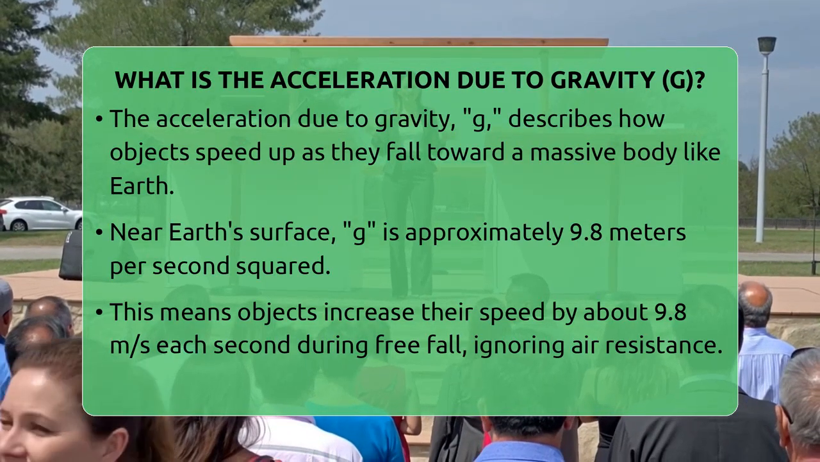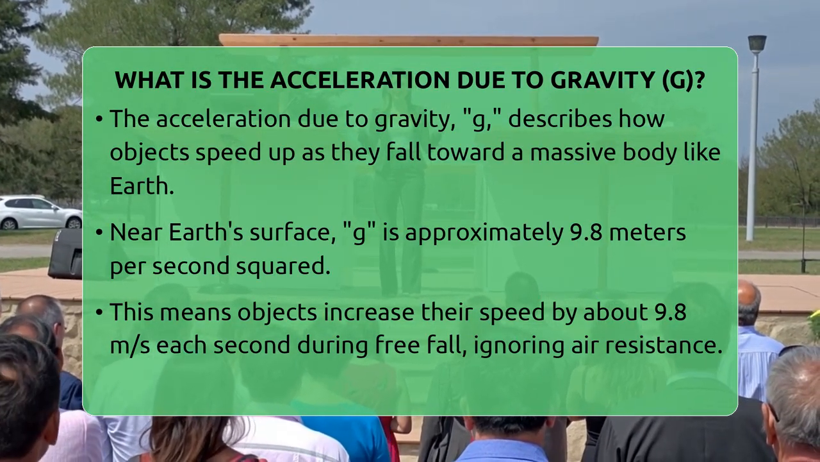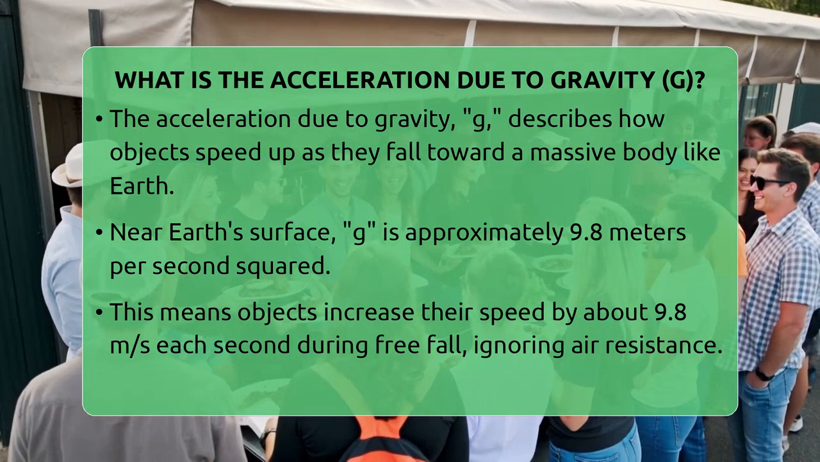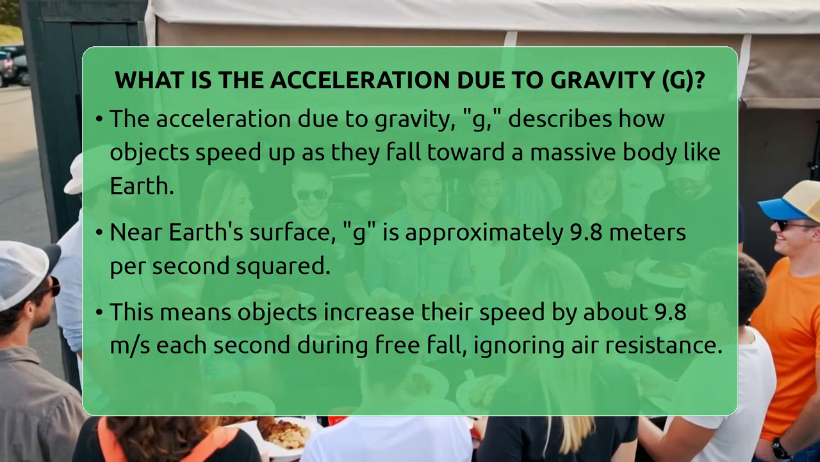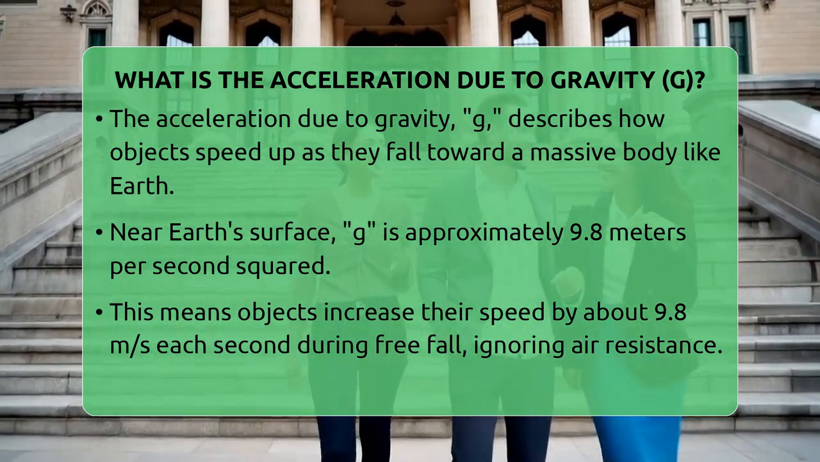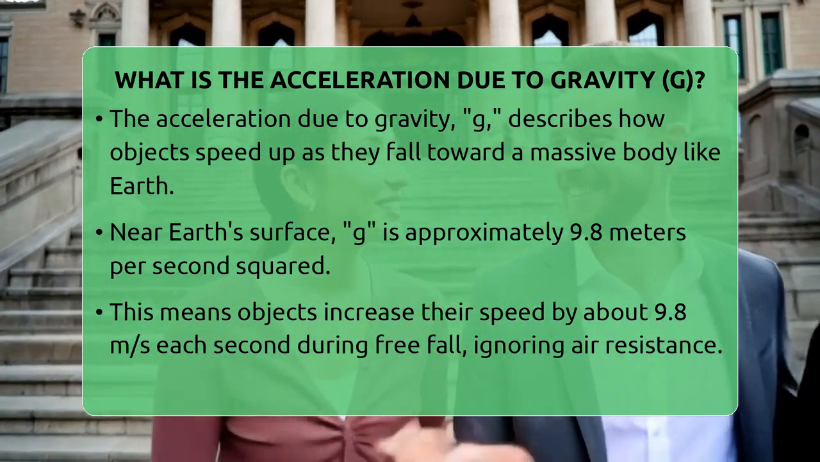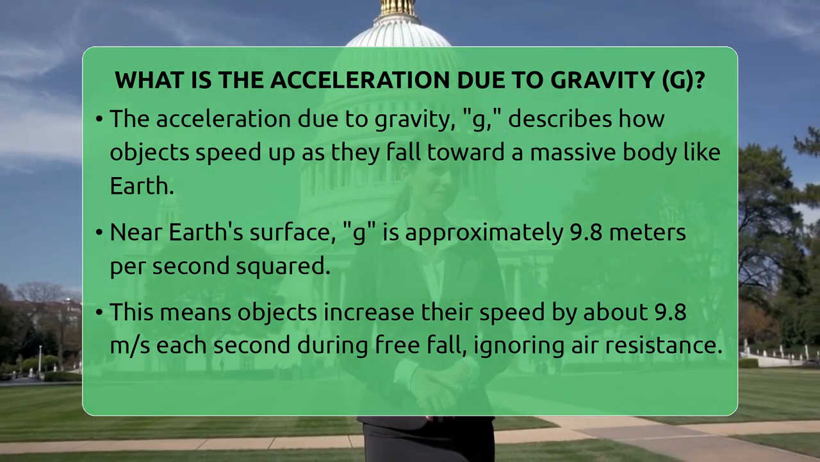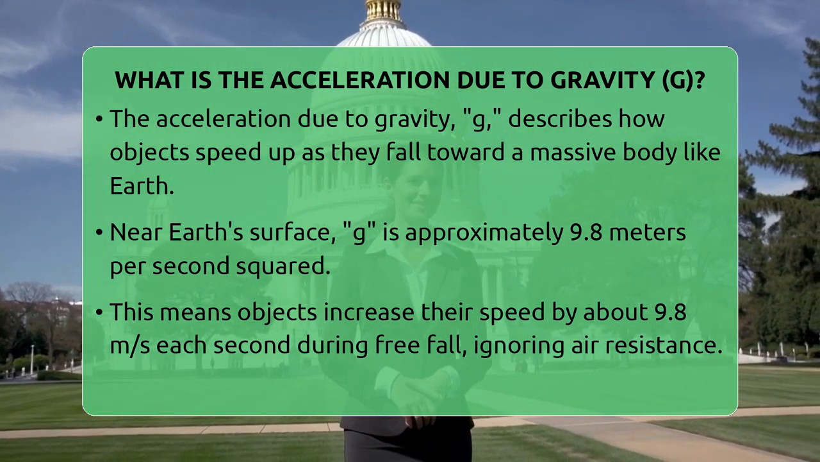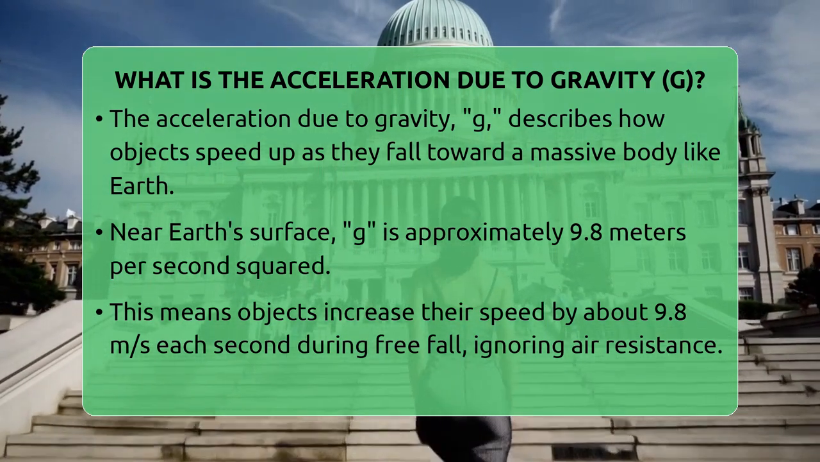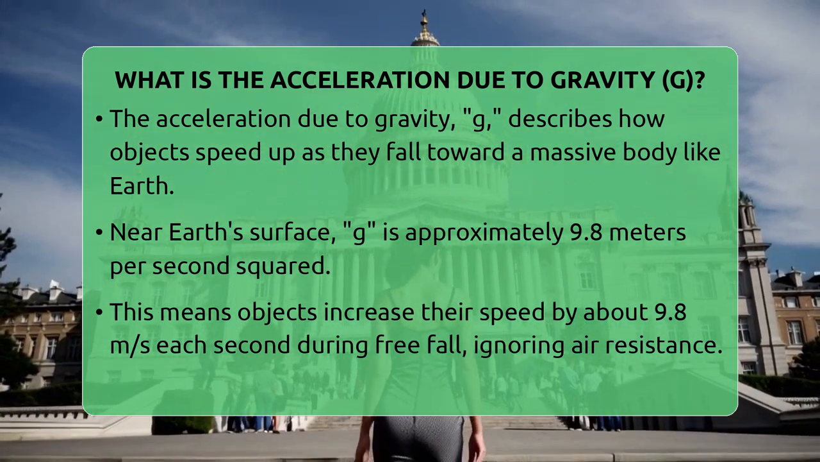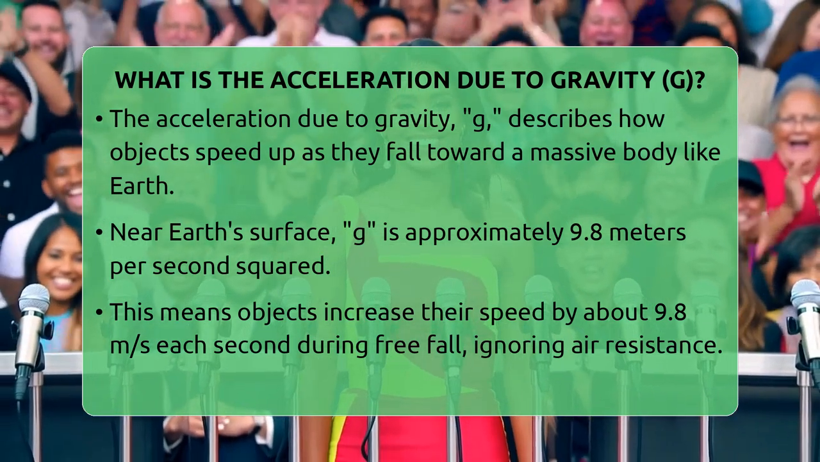What is the acceleration due to gravity, g? Imagine dropping a ball and watching it fall faster and faster. That speeding up is what scientists call the acceleration due to gravity, often written as g. It's the rate at which objects increase their speed as they fall toward a massive body like Earth because of gravity's pull. Near the surface of Earth, this rate is about 9.8 meters per second squared.